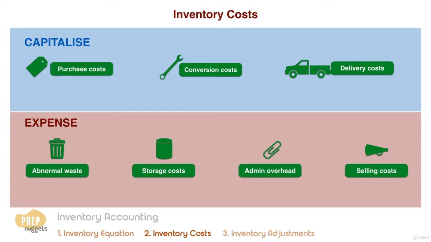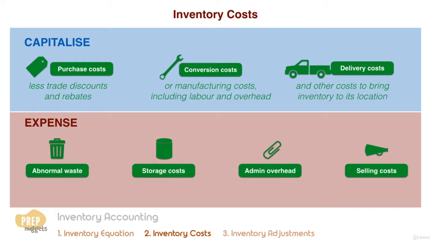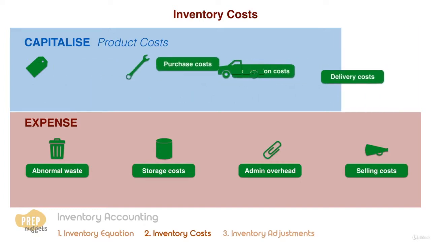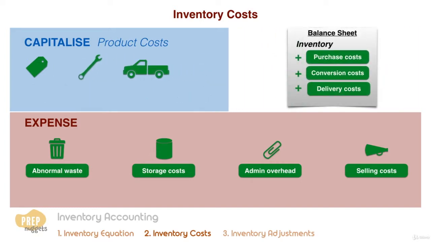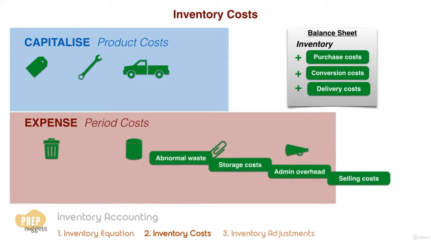The purchase cost of the inventory, less trade discounts and rebates, conversion or manufacturing costs, including labor and overhead, and any other costs necessary to bring the inventory to its present location are known as production costs. All these should be capitalized as an asset in the balance sheet. The expense recognition is delayed until the inventory is sold and revenue is recognized. Abnormal waste of materials, labor or overhead, storage costs, admin overhead, and selling costs are considered period costs. All these are to be expensed in the period they are incurred.